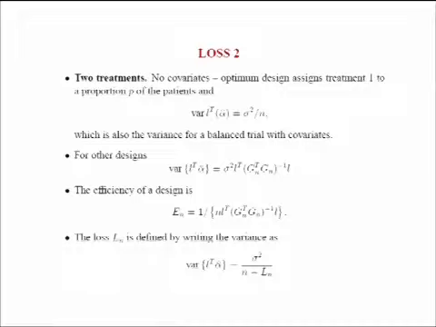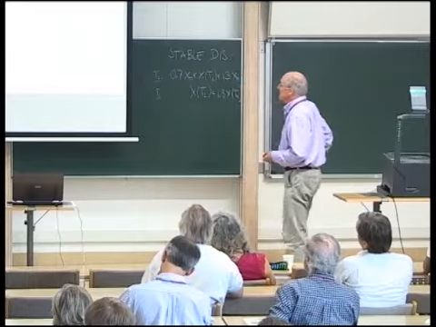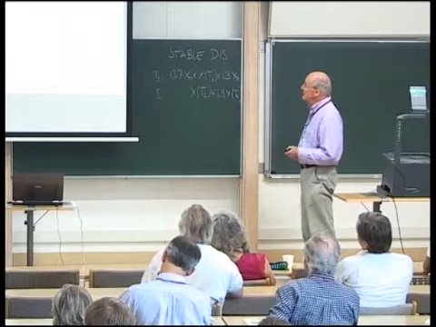In that case, well, this doesn't matter too much here. What the variance is for the optimum design doesn't depend on p. For other designs, we're going to get this variance here. So the efficiency of a design is this. And all of the designs that I'm looking at become, as time goes on, the efficiency tends to 100%. So that really isn't very informative.